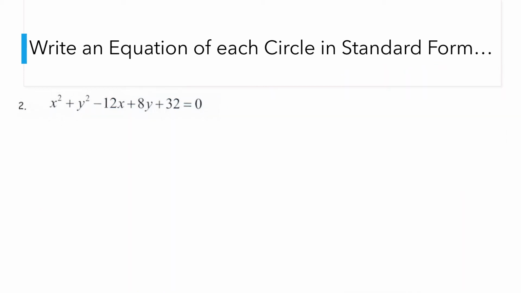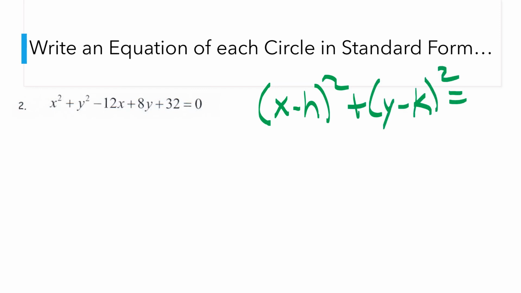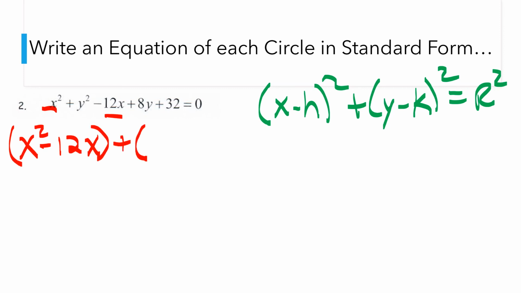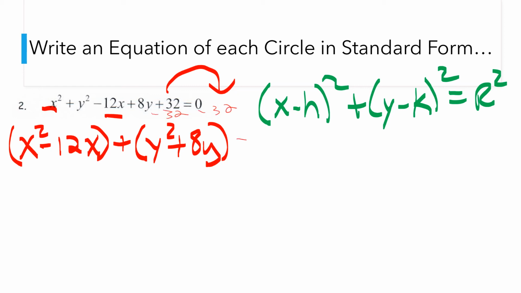All right, so here's another one where we have to write the equation of the circle in standard form, which means it has to look like x minus h squared plus y minus k squared equals r squared. So let's do it. Get the x's together: x squared minus 12x, the y's plus 8y. And again, we want to move that 32, so we would subtract that 32. And this will be a negative 32.